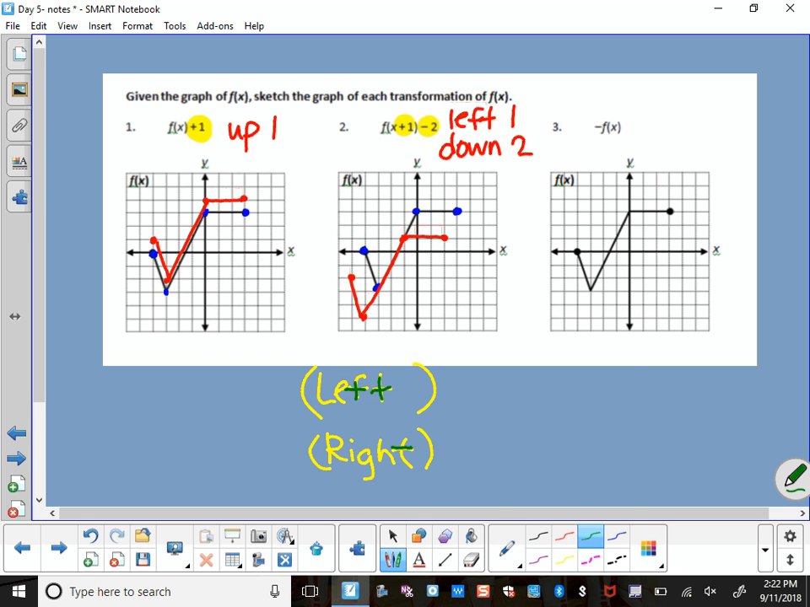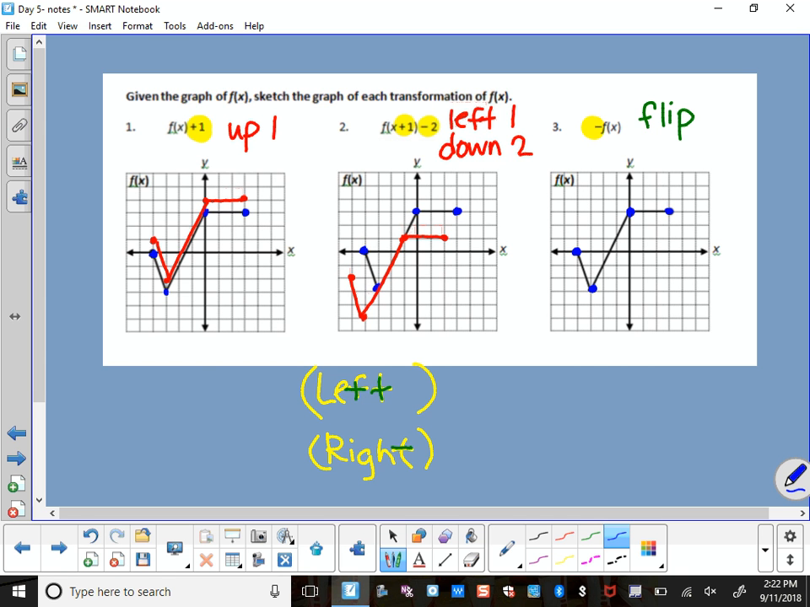On number 3, I have one transformation. A negative in front means what? Take a look at that chart we just did. Reflect or flip. You can choose either word. On your test and stuff, I'll probably use the word reflect, but flip is fine. So pay attention to how I do this. Once again, I always keep my points together.